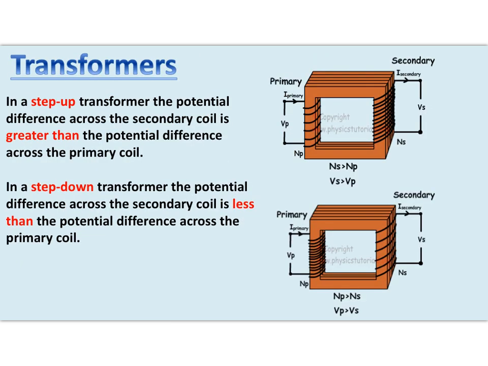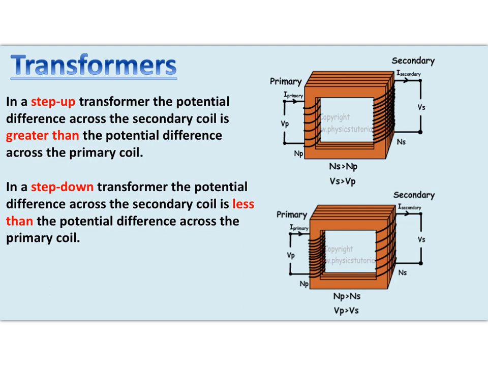Just to make sure we're fully aware of how transformers work, we've got an example of a step-up and a step-down transformer. So the top one here is a step-up transformer. We've got fewer coils on the primary, more coils on the secondary. In a step-up transformer, the potential difference across the secondary coil is greater than the potential difference across the primary coil, but the current is decreased. And remember, we use these to make energy transfer through the national grid more efficient, because the lower the current, the less chance of collisions, so the less heat is lost as the current is transferred through the national grid.